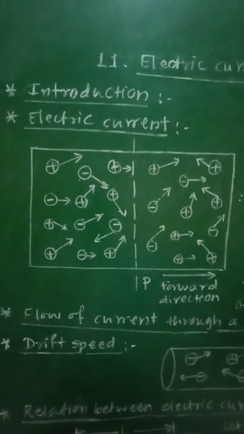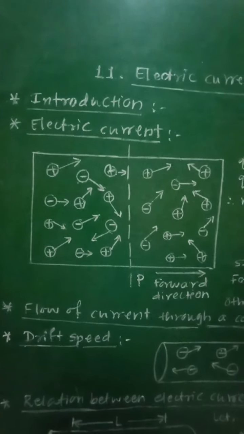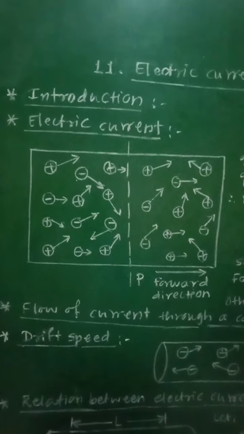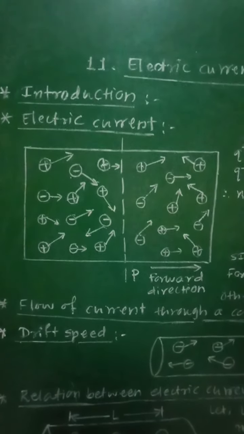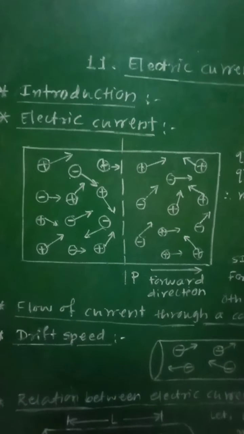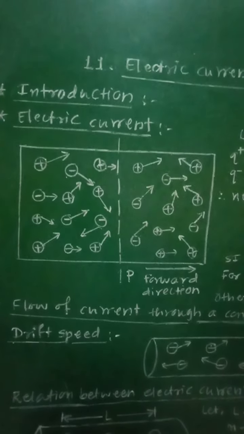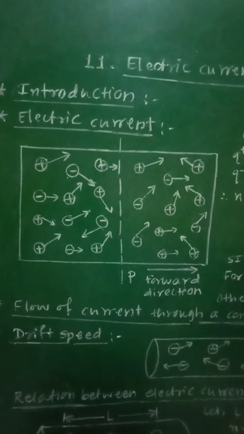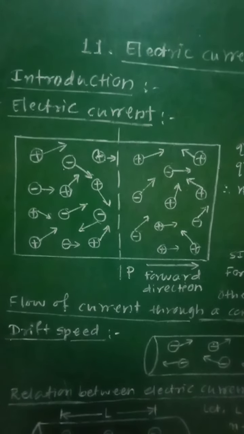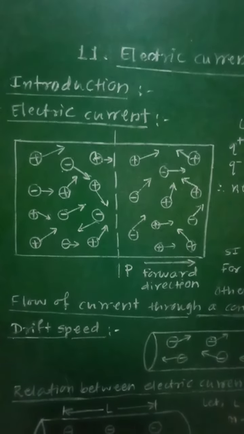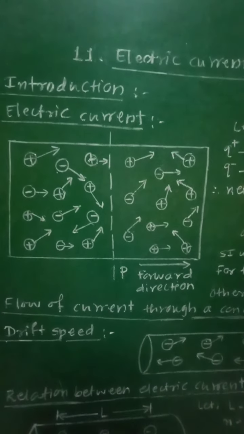The valence electrons in an atom become delocalized when a large number of atoms come together. So when the atoms are combined together, at that time the valence electrons become delocalized in that metal. These are the conduction electrons or free electrons which constitute an electric current when a potential difference is applied across that conductor.